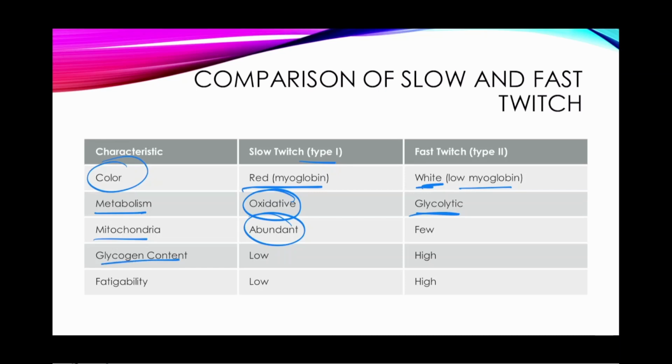Glycogen content, how much sugar is there? Not very much in the slow twitch, but high in the fast twitch. You need a lot of glycogen, a lot of glucose reserves as your fuel source. So having glycogen stores very, very high in the fast twitch muscle makes sense. And the last one is fatigability. Low fatigability with slow twitch and high fatigability with fast twitch.